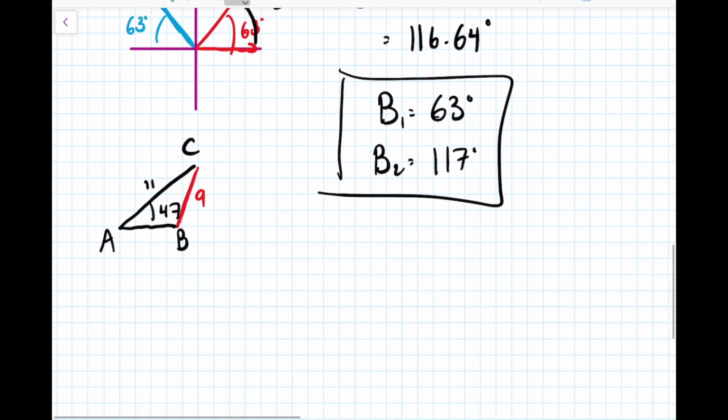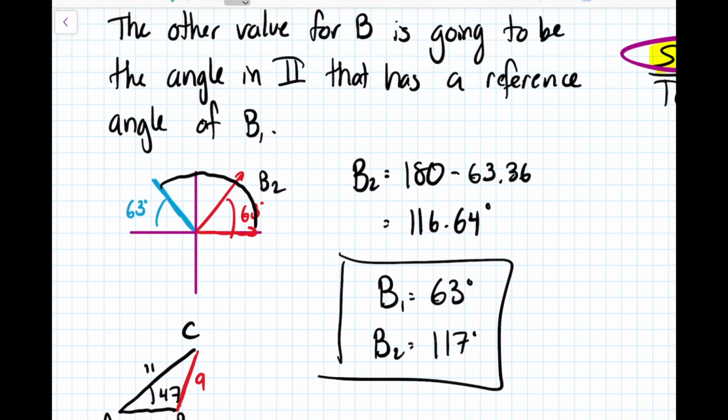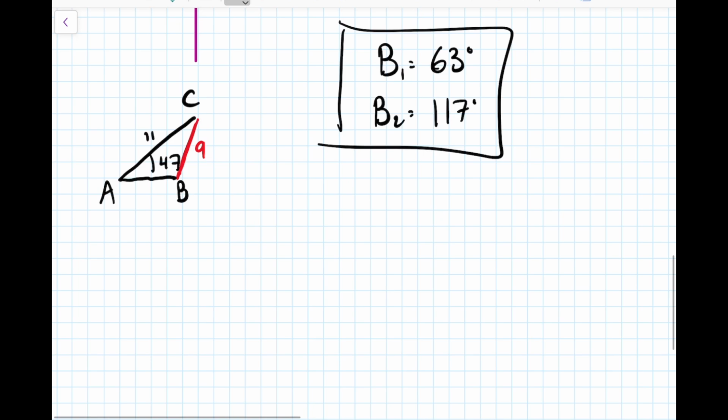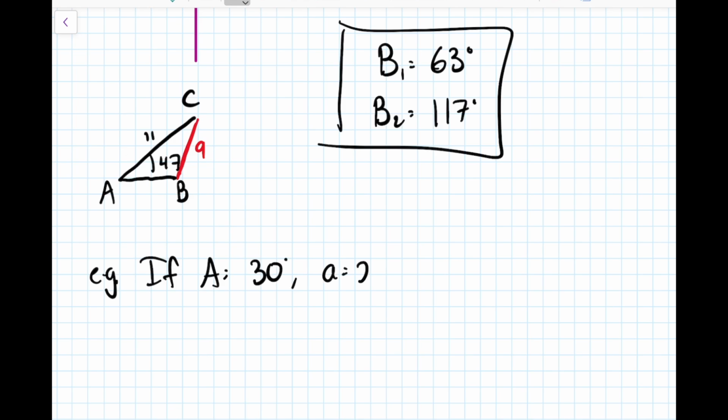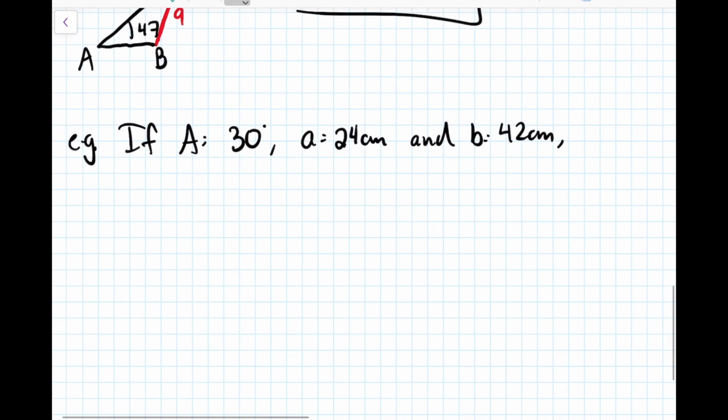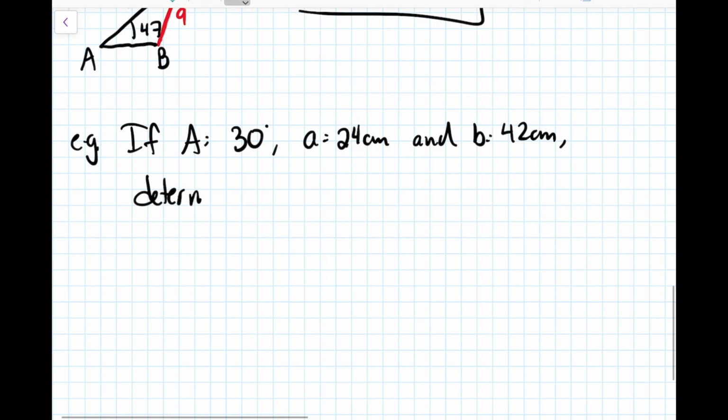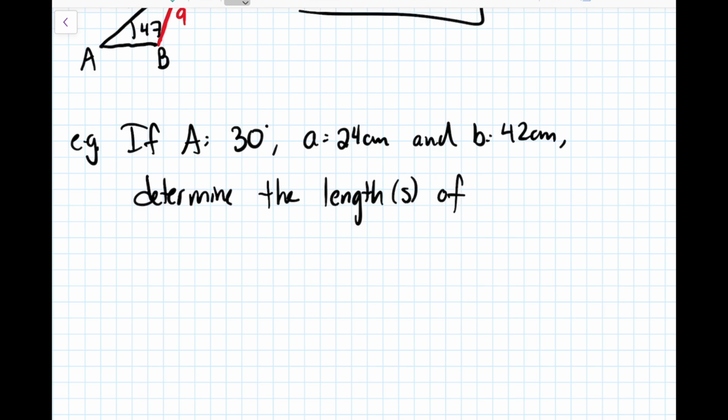All right, let's try another one. So this was just getting your second value for your angle. But what if you had to keep going? What if you had to get the other angles and side lengths? So if angle A was 30 degrees, side A was 24 centimeters, and side B was 42 centimeters, I want to know the length or lengths, right? So I'm not saying whether there's one or two, but you can probably assume there's two, of side C.